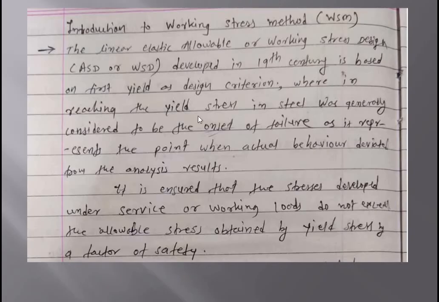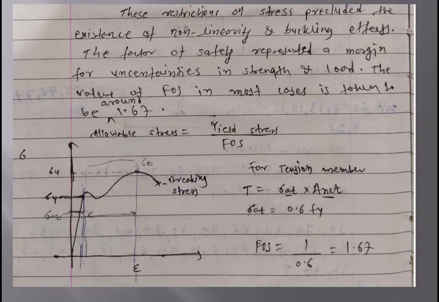Now see the more elaborate discussion of the working stress method, the linear elastic allowable or working stress design. The working stress method is also called ASD, allowable stress design, developed in the 19th century. It is based on first yield as a design criterion, wherein reaching the yield stress in steel was generally considered to be the onset of failure, as it represents the point when actual behavior deviates from the analysis results. It is ensured that the stress developed under service or working load does not exceed the allowable stress obtained by dividing yield stress by a factor of safety. These restrictions on stress precluded the existence of non-linearity and buckling effects. The factor of safety represents a margin for uncertainties in strength and loading. The value of factor of safety in most cases is taken as 1.67.